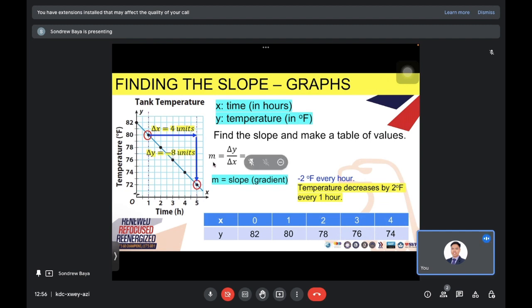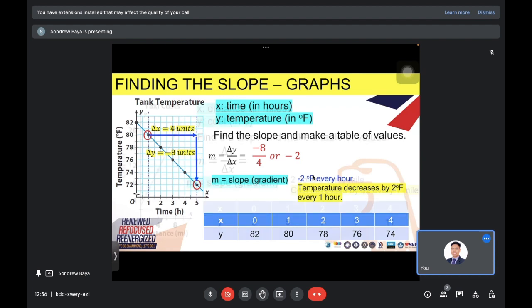Therefore, from the graph alone, we were now able to find the change in Y over the change in X without subtracting, without the ordered pairs. So we now put it in here, negative 8 over 4, which still gives you negative 2. And that's how to find the slope from the graph.